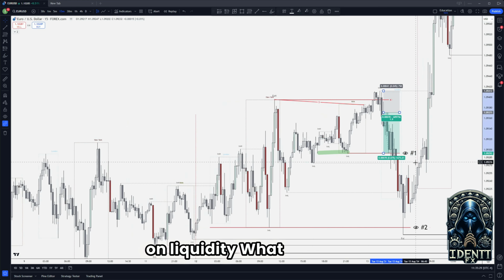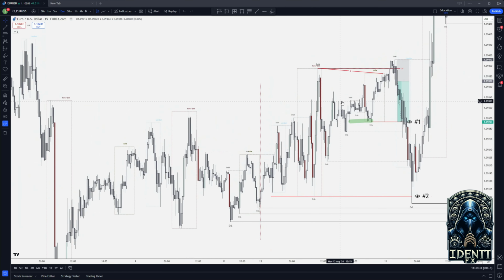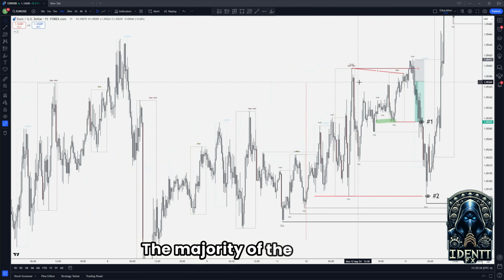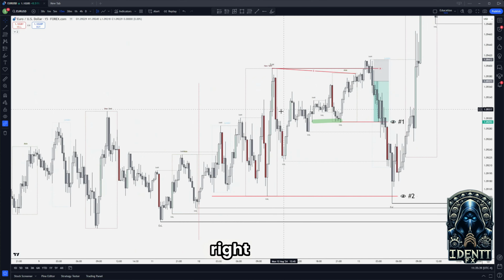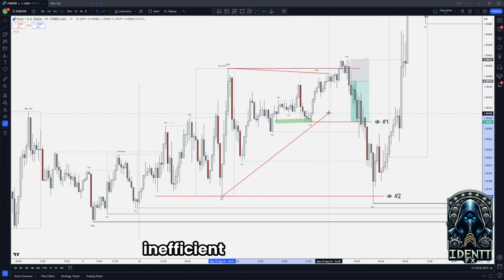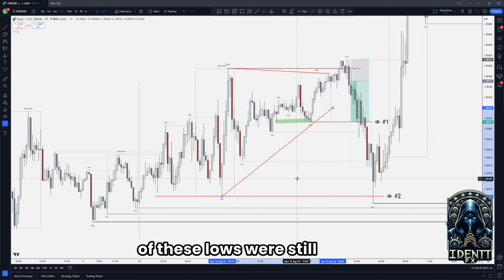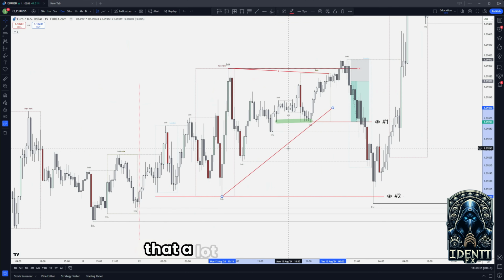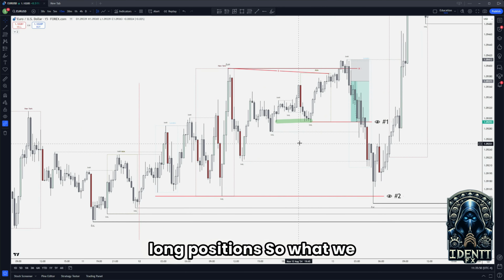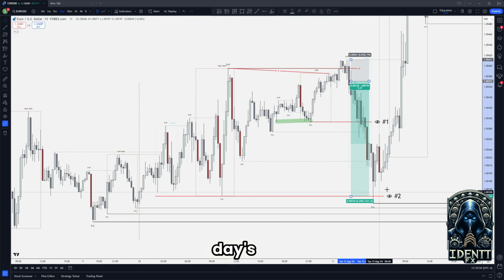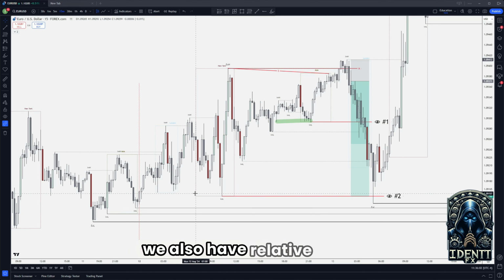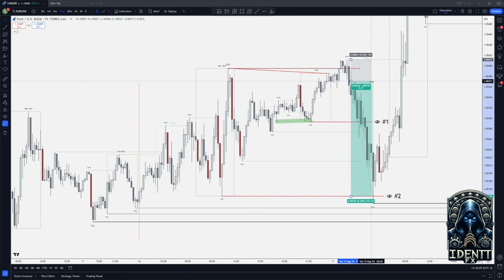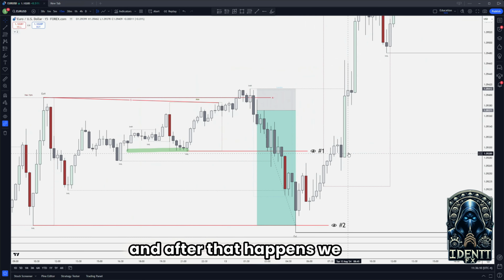What we could also do is think like, okay, price really took out a majority of the liquidity. Looking to the left right here, there's not much left other than this external level right here. Price has actually been quite inefficient, meaning that all of these lows were still being respected. So we can assume that a lot of people are in long positions. So what we could then do is target the previous day's low, right? Knowing that the majority of the liquidity is likely going to be residing there. And to the left-hand side of that, we also have relative equal lows. So then price pushes lower and takes out those levels. And after that happens, we can even go further.